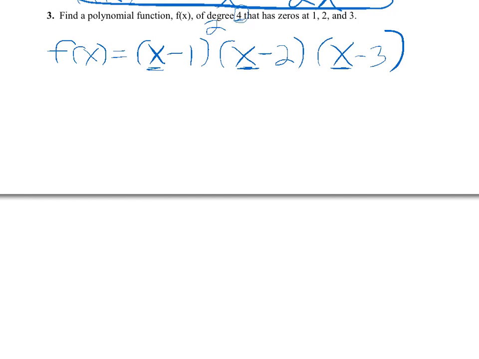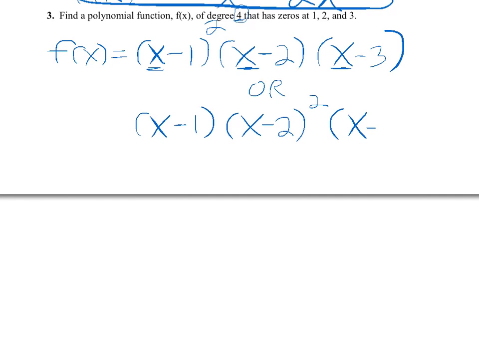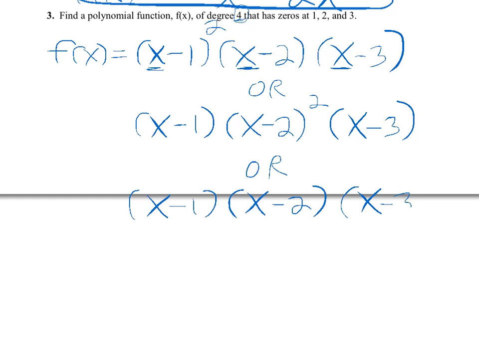I could do this. I'm going to put the different options here. I'll put or. Then you could have x minus 1, and then times the quantity of x minus 2 quantity squared, and then x minus 3. That gives me a degree of 4. Or the last option, we'll square the last factor, the x minus 3. So you have x minus 1 times x minus 2 times the quantity of x minus 3 squared. You could do either of these 3, and it'll give you a function that has a degree of 4, and it has the 3 zeros at 1, 2, and 3.